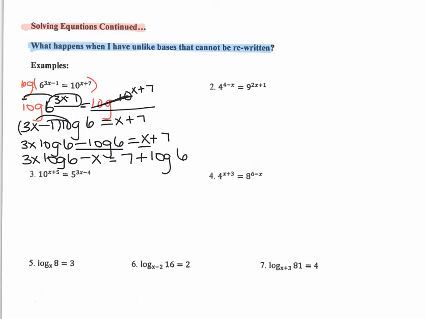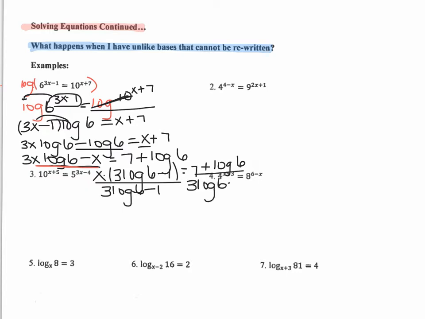Now if I look at my left-hand side, I can factor out an x. There's an x in common. So if I factor out an x, and I'm very nicely running out of room here, I'm left with x times 3 log 6 minus 1 equals 7 plus log 6. Now if I want to get x by itself, I'm just going to divide by all of that: 3 log 6 minus 1 divided by 3 log 6 minus 1.